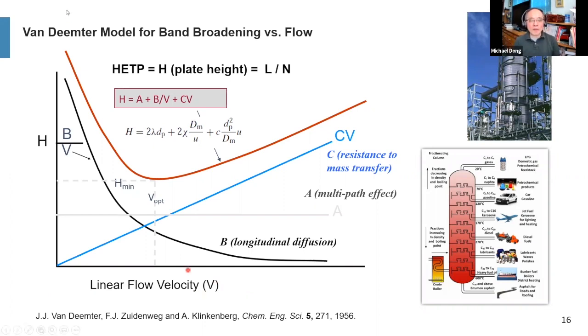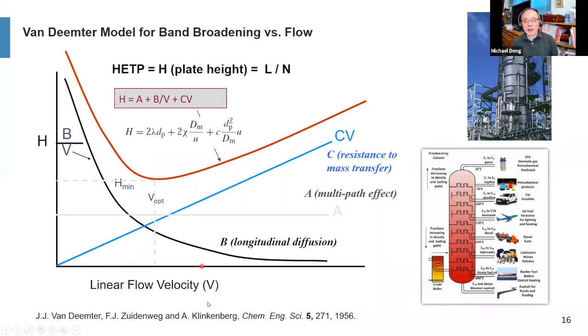Okay, so the overall Van Deemter curve looks like that, right? It looks like a dip, like a plow or a dip, something in the middle. And this is the optimum velocity. This is the best flow rate, happening at the minimum plate height, right?